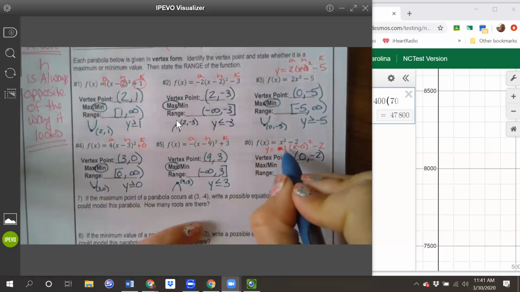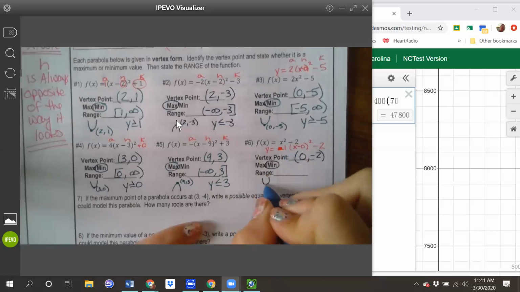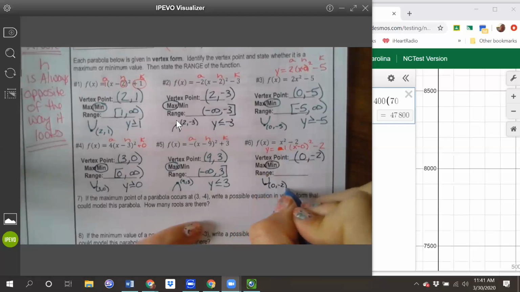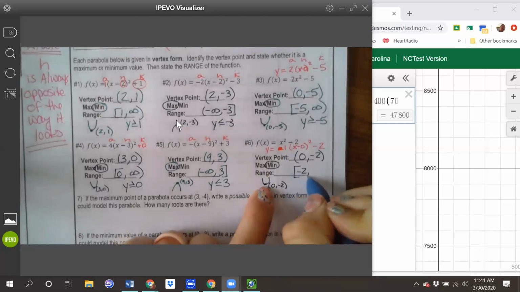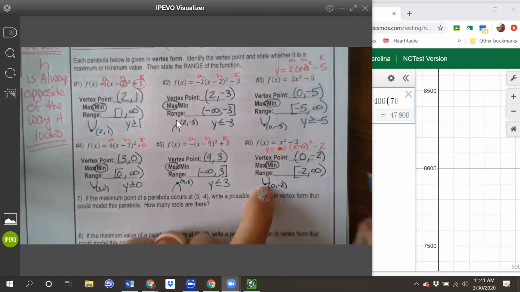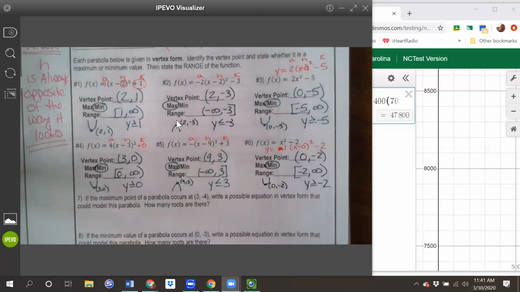A value is 1. 1 is a smile. A smile is a minimum. And the y values are going to go all the way down to negative 2 and all the way up to positive infinity. So y's have to be greater or equal to negative 2.